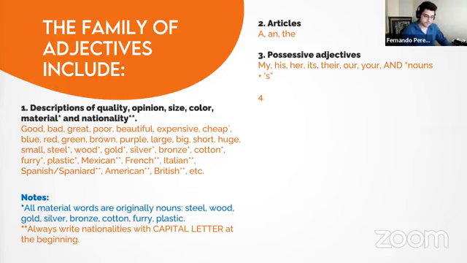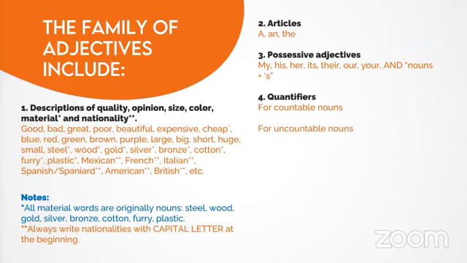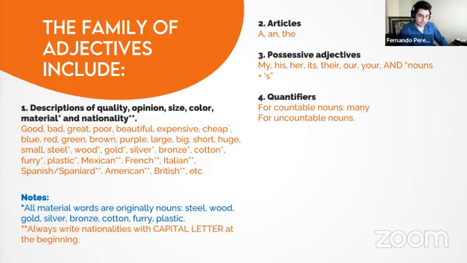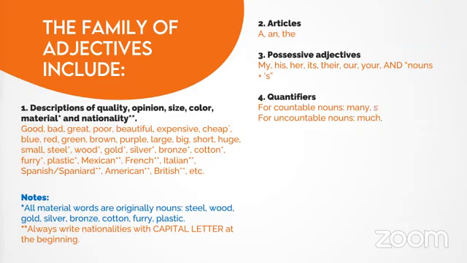Number 4. Quantifiers. All the words that give me quantity of things are considered adjectives. For example, let me help you. We have words for countable nouns and for uncountable nouns. Many, much. Excellent. For countable nouns, we have many, and for uncountable nouns, we have much. What else? Some. Very good. Some is for both.